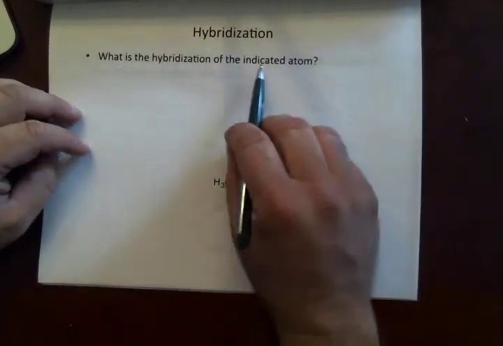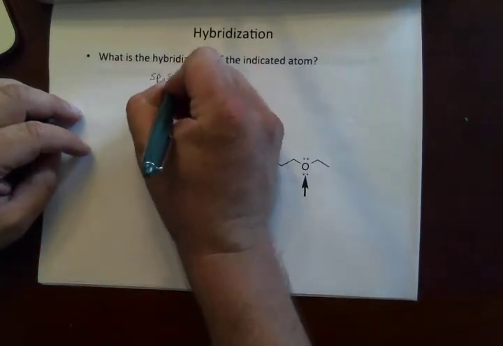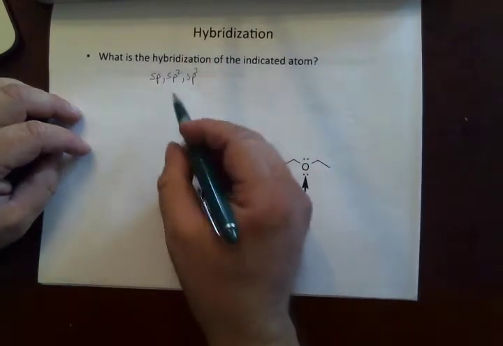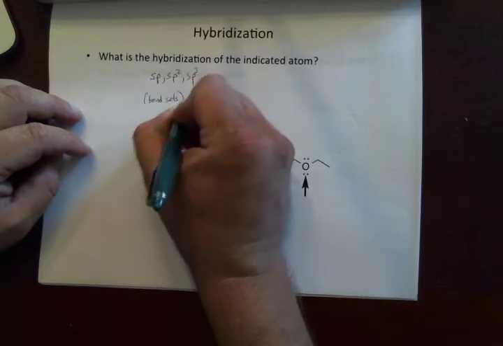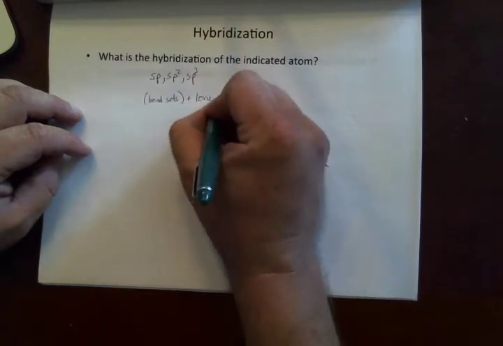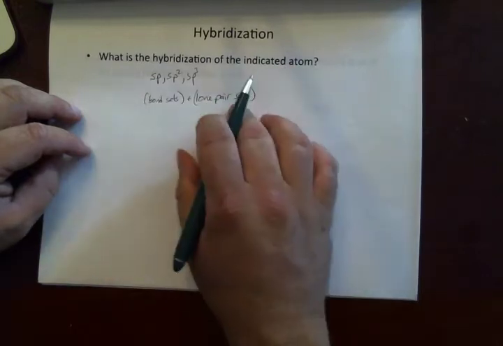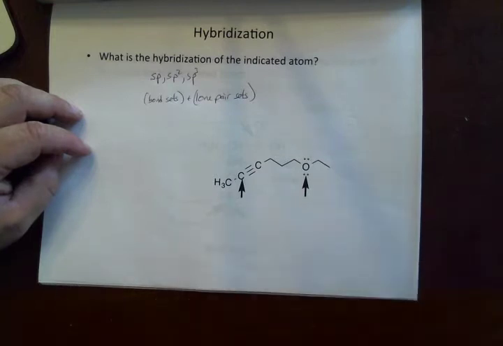So what's the hybridization of the indicated atom? Remember, this is going to be SP, SP2, or SP3. Those are the only ones we deal with. This is the number of bond sets plus lone pair sets. That'll tell you how many letters there are, and then you can go from there. It goes S, and then just add P's.